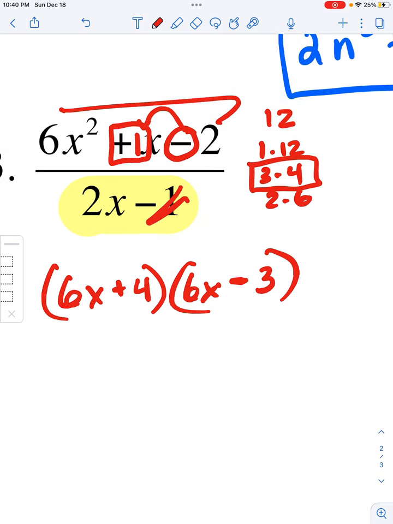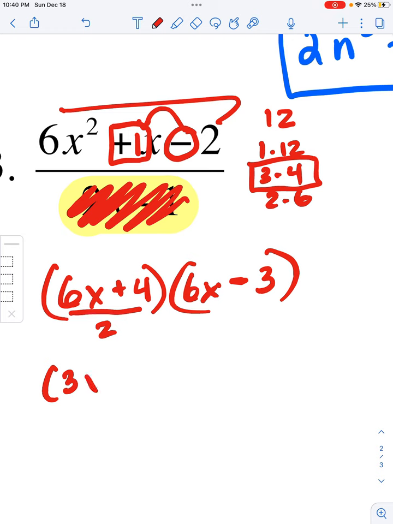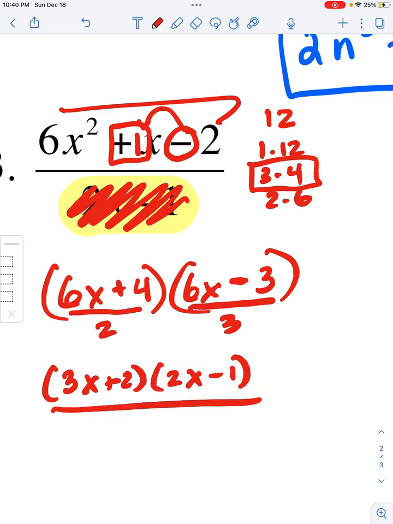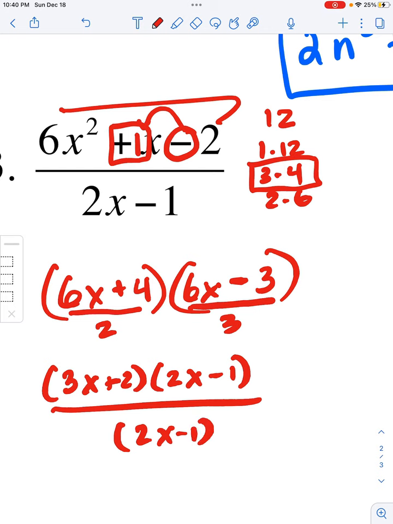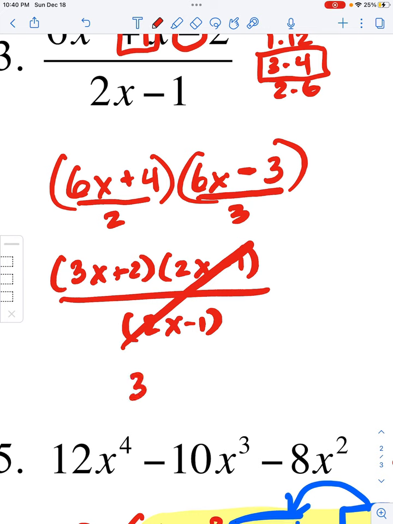So for right now, I'm totally ignoring this. I'm just working on the top. I can reduce this by 2, and it'll become 3x plus 2. I can reduce this by 3, and it will become 2x minus 1. And then once I factor the top, I go back and grab that bottom, and then any factors that are common to the top or bottom cancel, and whatever's left standing is my reduced fraction or my division.